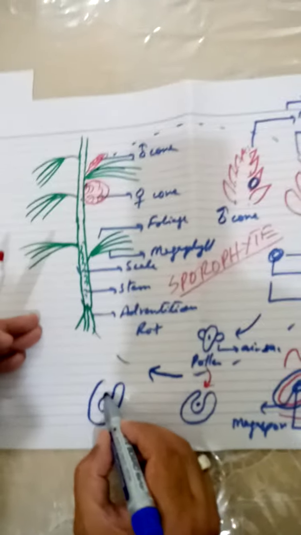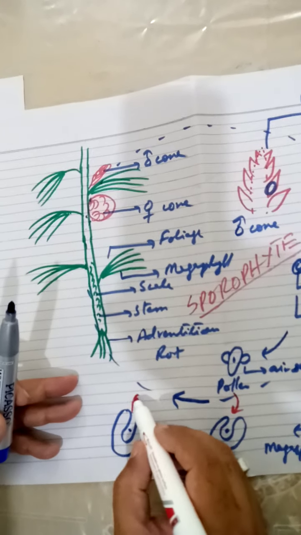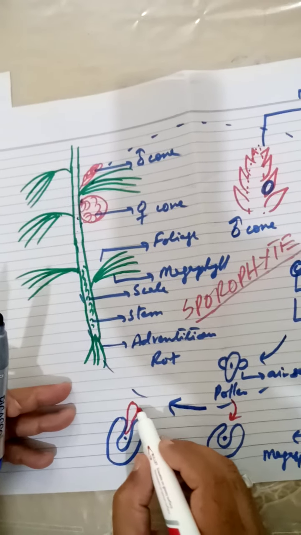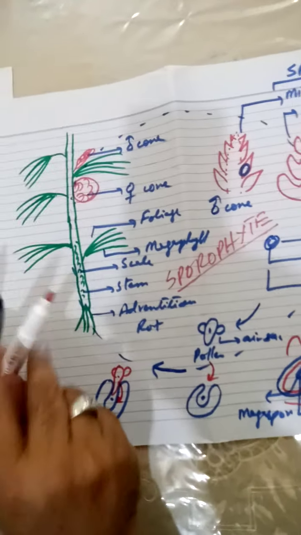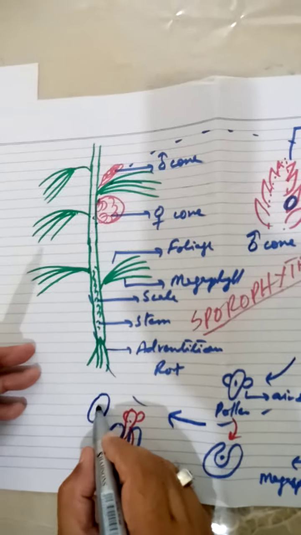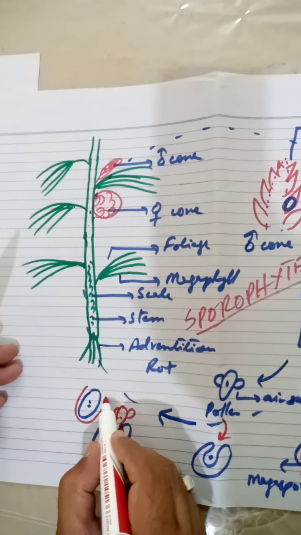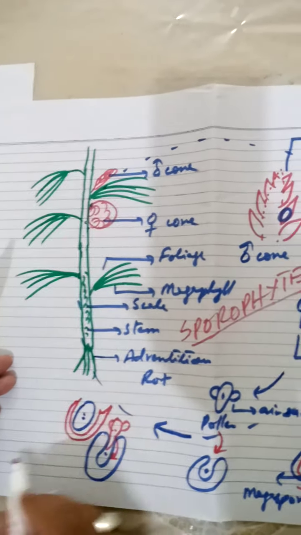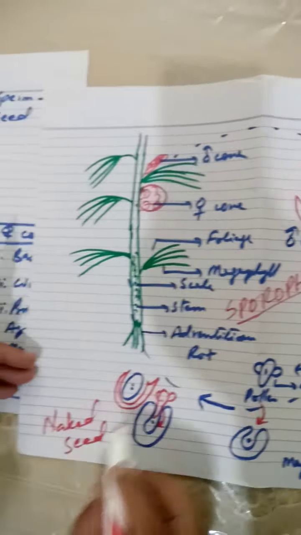Here the archegonium contains the egg. That is the antheridium, pollen. There is a single fertilization and the zygote is formed without the protection of fruit. There is no fruit, only scale protects, the female scale. These are called naked seeded gymnosperms, naked seeded plants. There is no protection of fruit. That is a zygote.